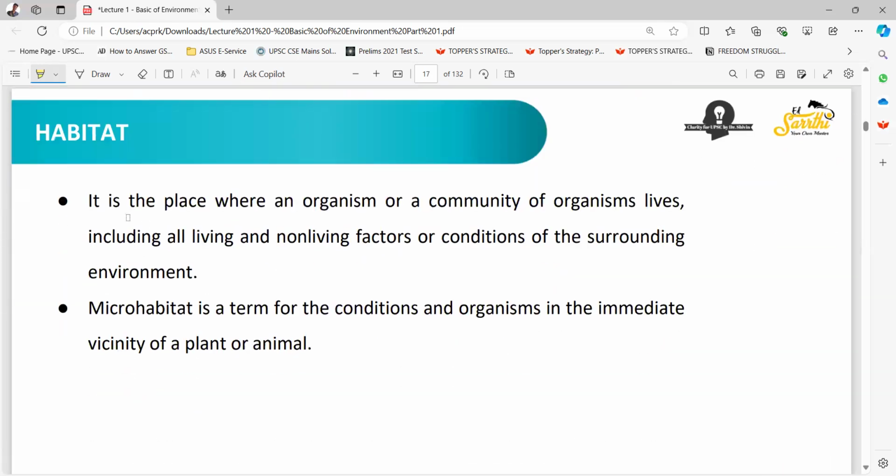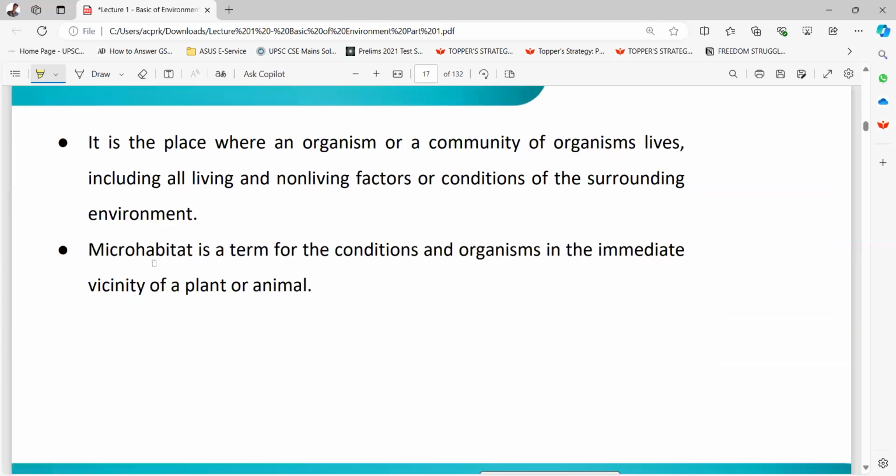Habitat. What is a habitat? It is a place where an organism or a community of organisms lives, including all living and non-living factors or conditions of the surrounding environment. Microhabitat is a term for the conditions and organisms in the immediate vicinity of a plant or animal.